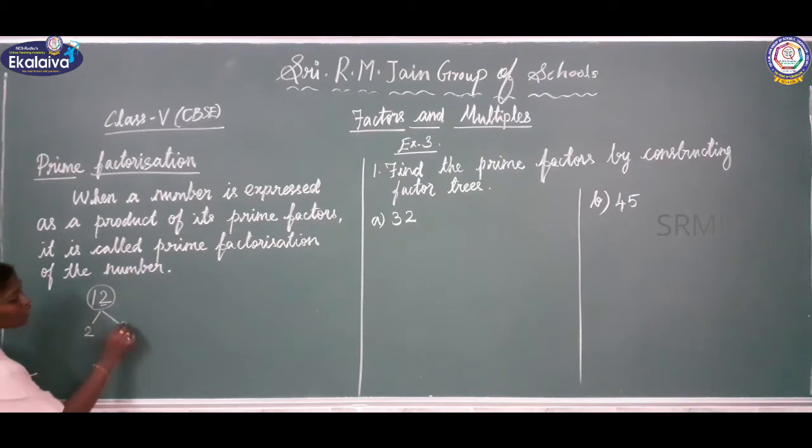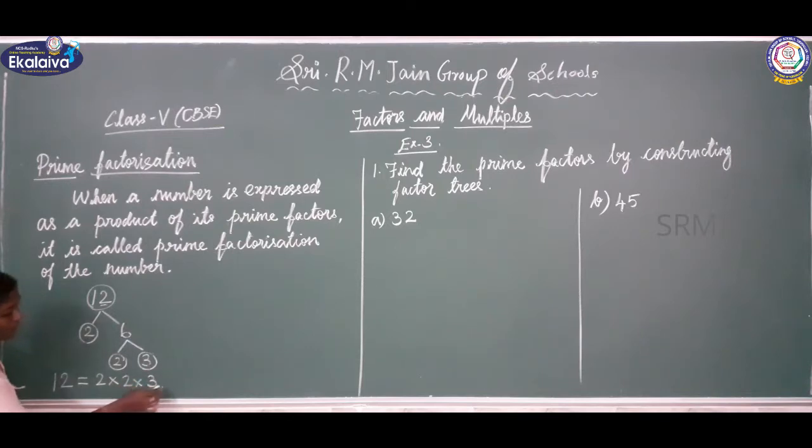Here in 2 table, 2 6s are 12. Here 2 is a prime number, 6 is a composite number. Now again we have to find the prime factors of 6. 6 is an even number. Again it is divisible by 2. In 2 table, 2 3s are 6. Here 2 is a prime number, 3 is also a prime number. Now we got all the prime numbers. So prime factorization of 12 is equal to, we have to write the prime numbers as a product, 2 into 2 into 3. Okay, this is the prime factorization of number 12.